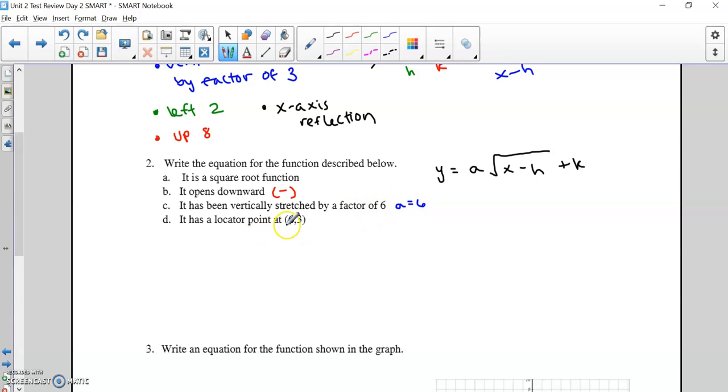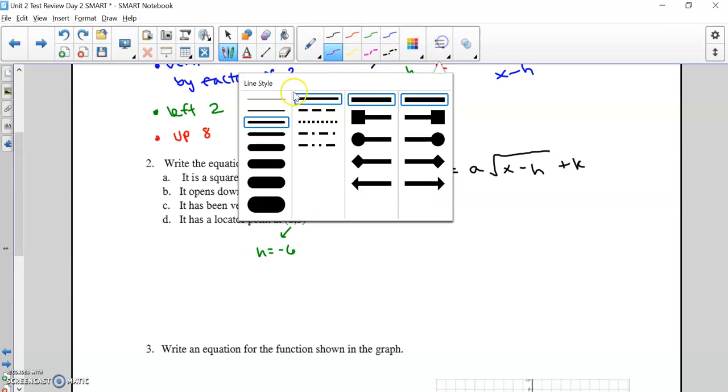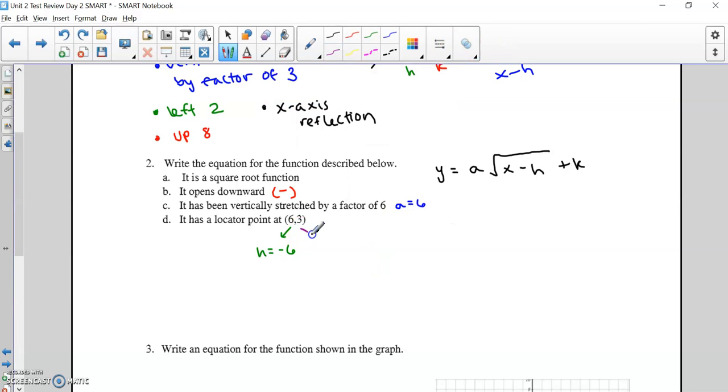And the locator point of (6, 3), this is my opposite h, k. All right, so my h is going to be negative 6, because we always take the opposite of the x value, and my k is going to be 3, because we always take the y value as it is.